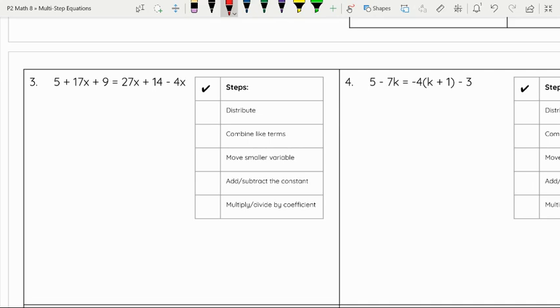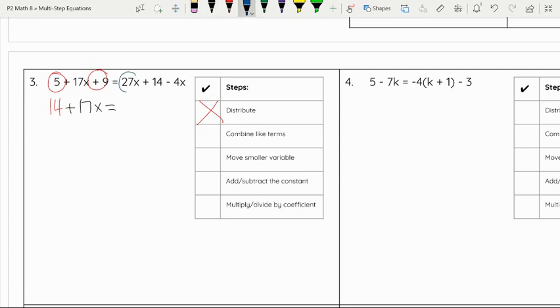So on number 3, we know that there is no distribution because there's no parentheses. So we can move on to step 2, which is combine like terms. Like terms have to be on the same side of the equal sign. So on this side over here, my like terms are 5 and 9. 5 plus 9 is 14. Bring down the 17x, bring down the equal sign.